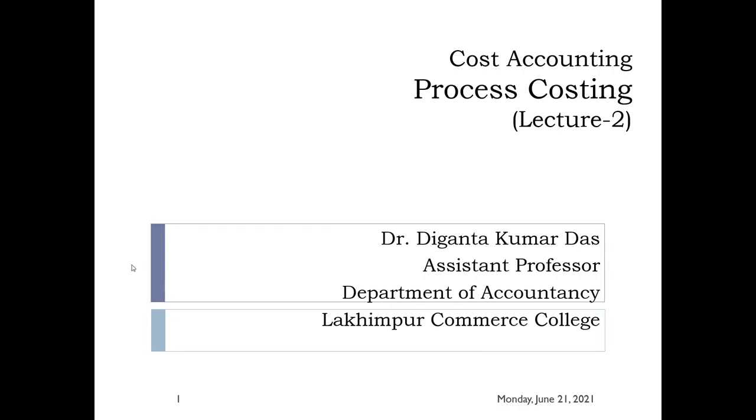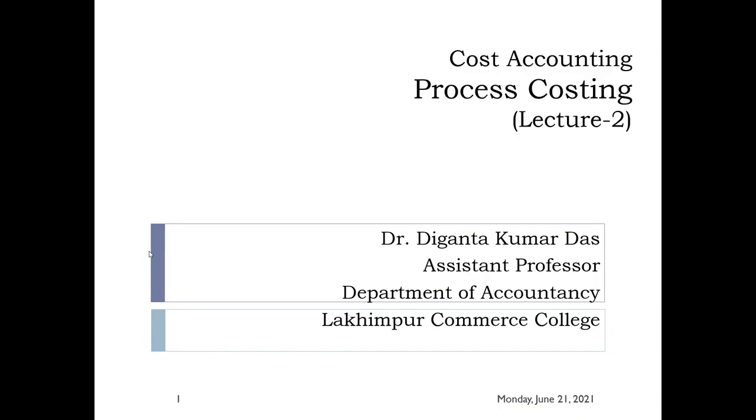Abnormal loss means, suppose our input is 100 and our normal loss is 10 units, then the actual output should be 90 units, but we are getting 80. In that case, the extra 10 units is called abnormal process loss. Suppose our input is 100 and 20 units is our normal loss. The actual output should be 80 units, but we are getting 90 units. In that case, 10 units is our gain. This is called abnormal gain or abnormal effective.